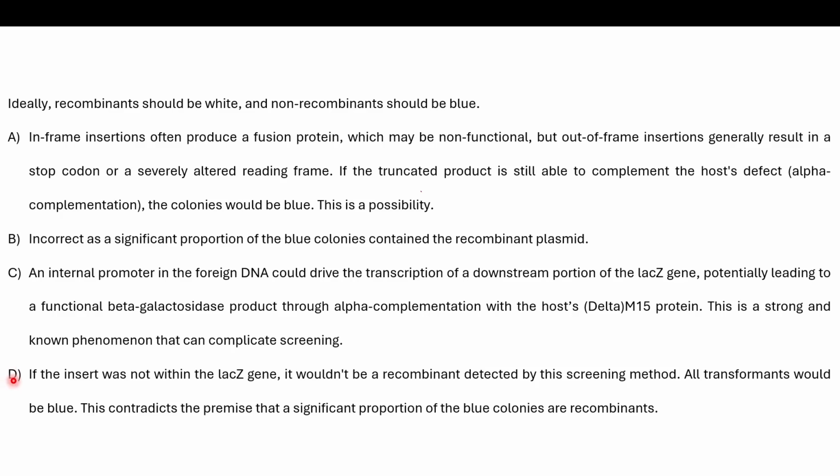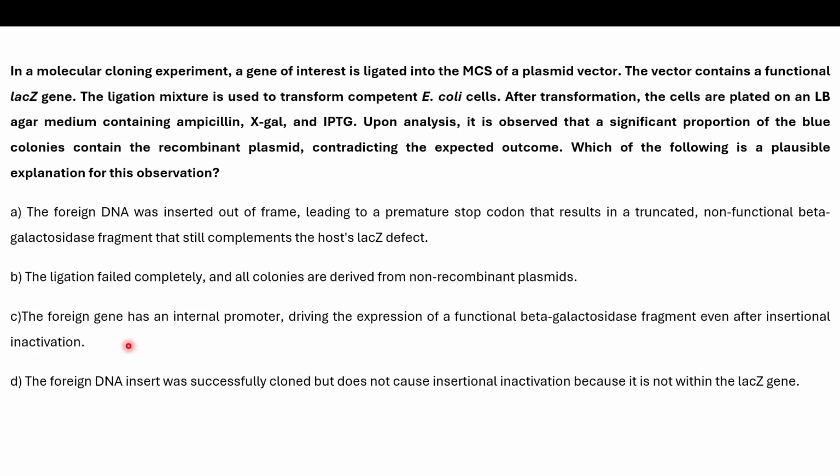And the last option suggested that if the insert is not within the lacZ gene, it wouldn't be detected by the screening method and all transformants would be blue. But this completely contradicts the premise that a significant proportion of the blue colonies are recombinants. So the most correct answer will be option C. The foreign gene, whatever gene we have introduced, has an internal promoter which drives the expression of a functional beta-galactosidase fragment even after insertional inactivation. Okay.